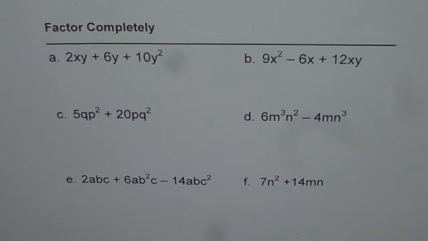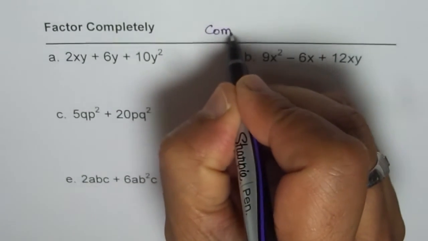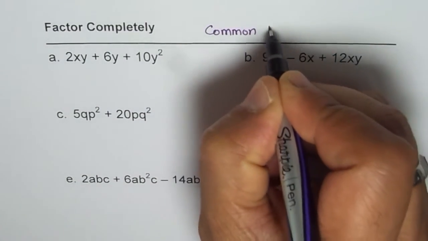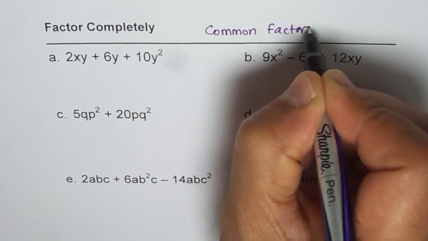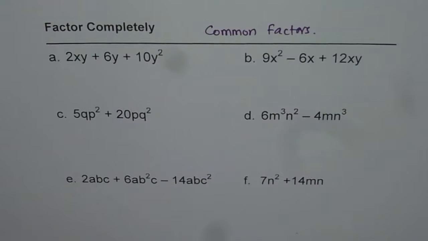Here are a few questions for you to practice factoring. In these examples, we're trying to figure out what are the common factors, right? So basically, we'll find common factors in this case. And that should complete the factoring process. We say that the factoring is complete when you do not have any common factors between the two terms.